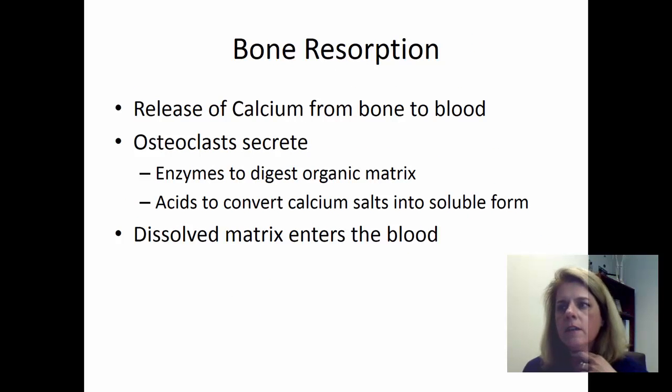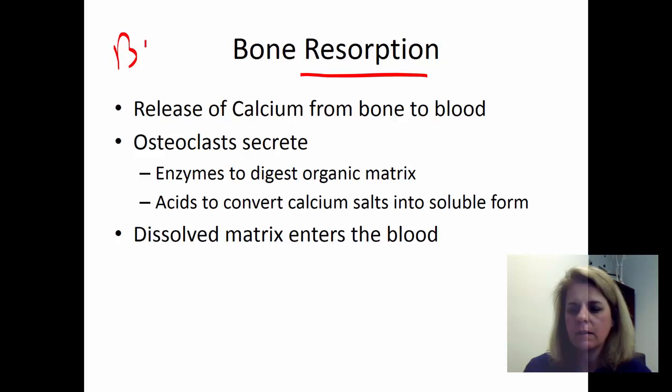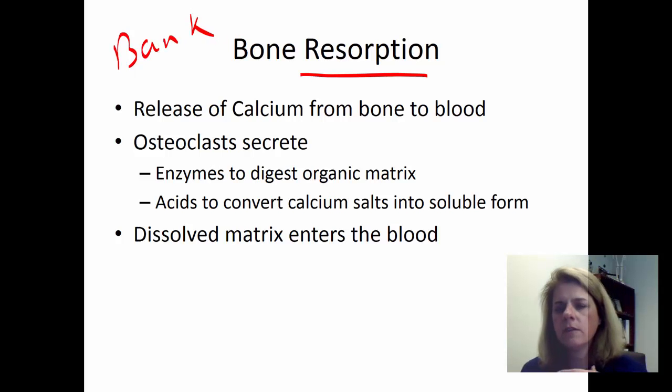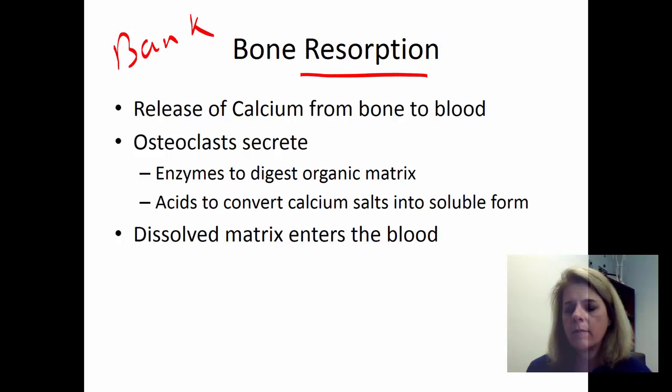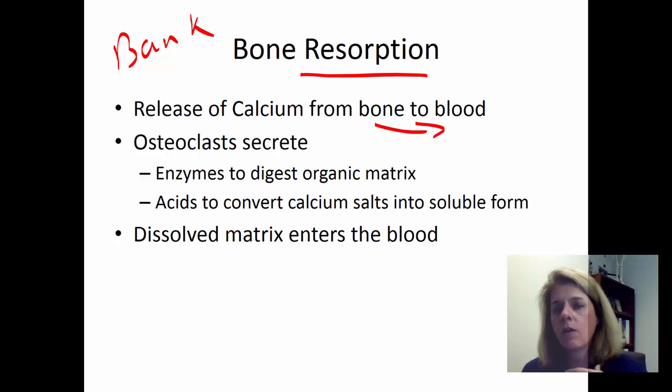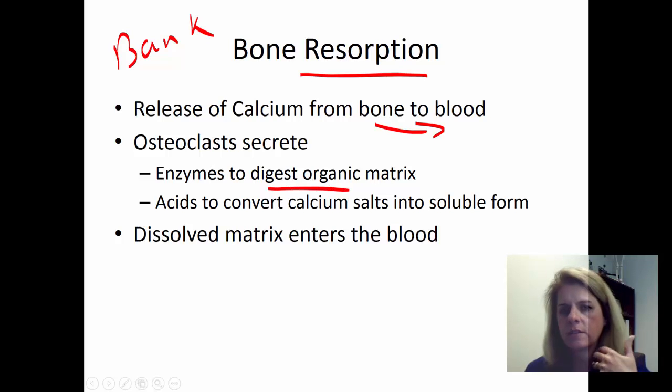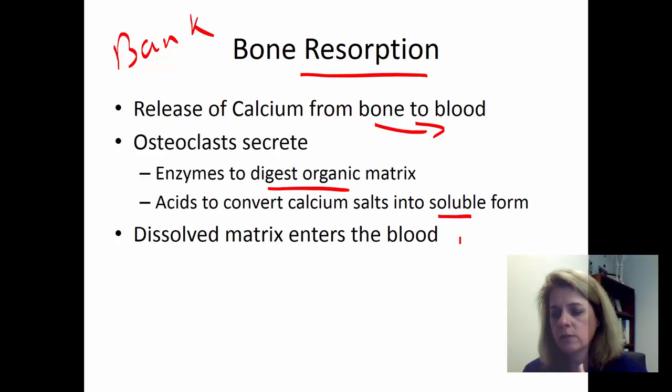All right, and then not only do you have bone deposit, but you have bone resorption. Remember we talked about how our bones act like a bank to store calcium. This is when we want to take the calcium out of our bone and put it into our blood. So our osteoclasts' job is to release an enzyme that will digest that organic matrix and allow the calcium salts to be converted to a soluble form that can go out into the blood.